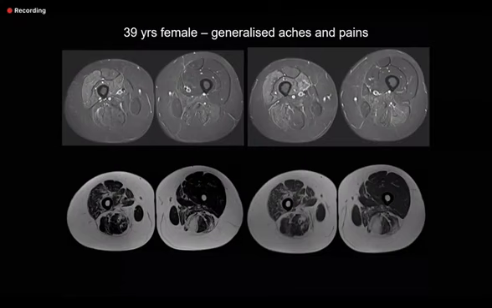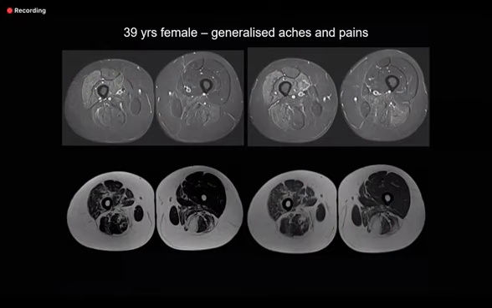Sorry, it's fat saturated. I think it's pre and post contrast, actually. Okay, so these are two STIR sequences, and this is a T1. Okay, sorry. Bottom. Okay, I'll start again. So axial slices are STIR and T1 sequences.